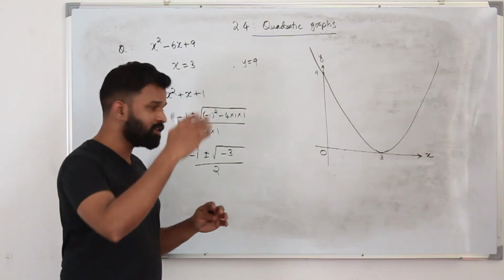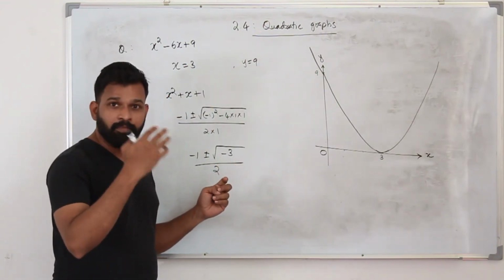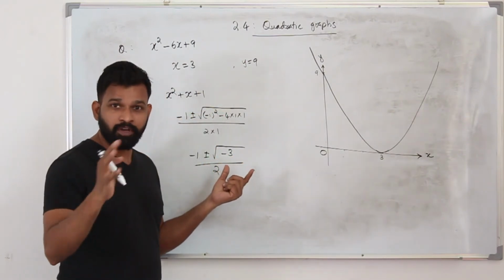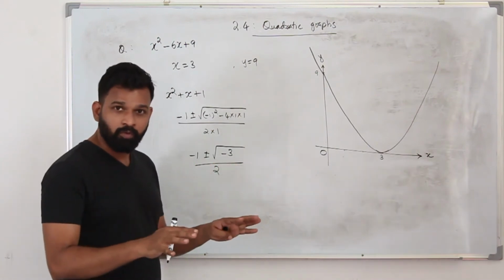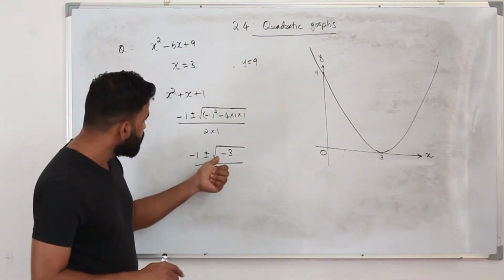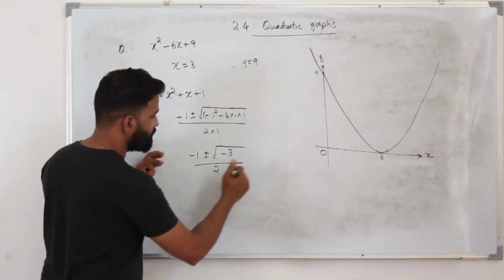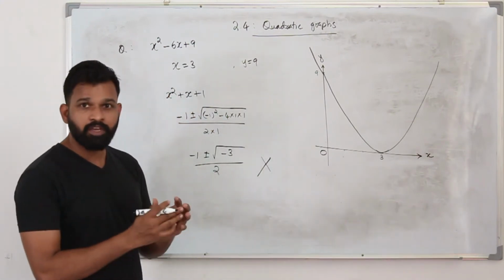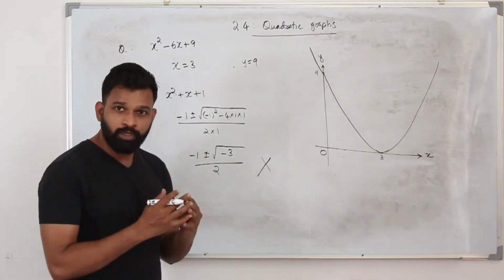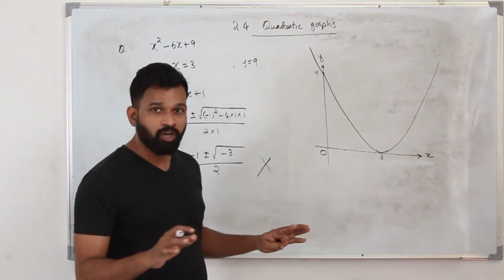When you move on to higher classes, you will learn about imaginary numbers, complex numbers, where the square root of a negative number is possible. But for now, in our AS level book, complex numbers are not included. So whenever you see the square root of a negative number, take it as no solution, because you cannot find the square root of a negative number. If there is no solution, that means the curve is not going to touch the x-axis at all.